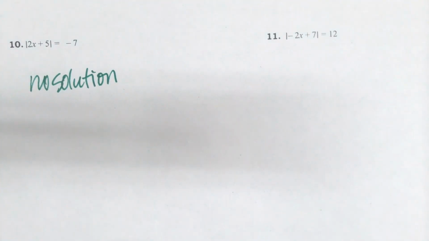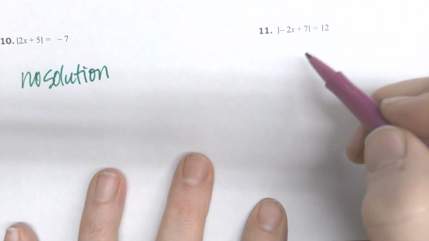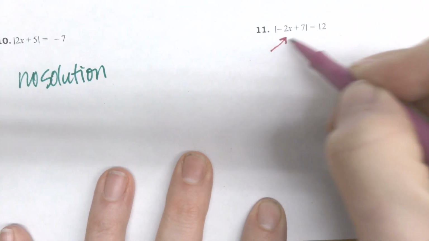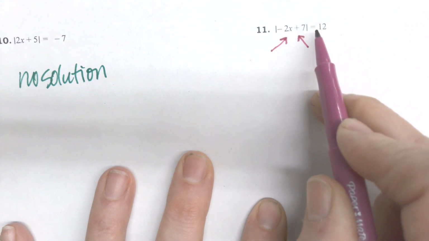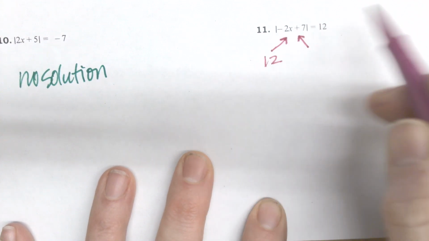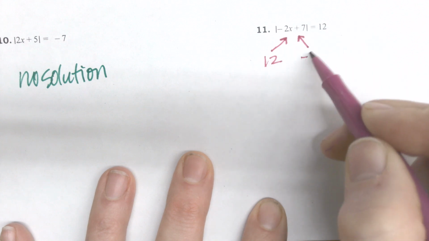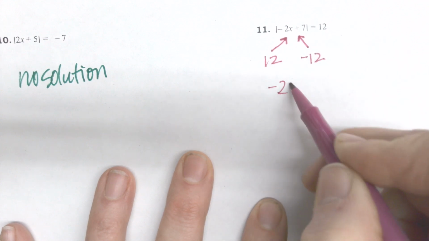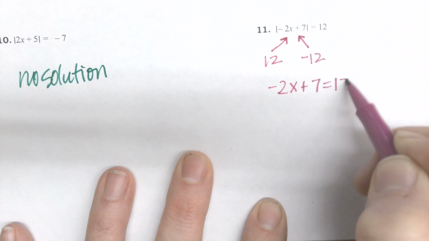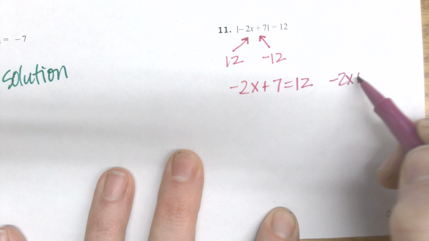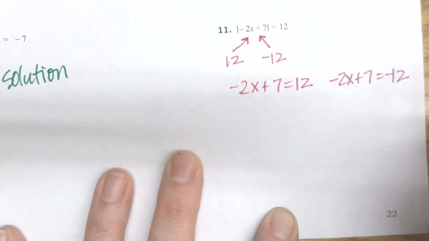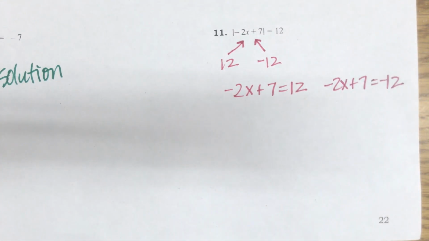Okay, so let's go through our last one. This is the last one we're going to do on here. Again, help me set this up, keeping in mind that what's inside of that absolute value has two different options. Either it could be what? Positive 12, or it could be what? Negative 12. So then I set this up: negative 2x plus 7 equals positive 12, or negative 2x plus 7 equals negative 12. Two equations, two solutions.